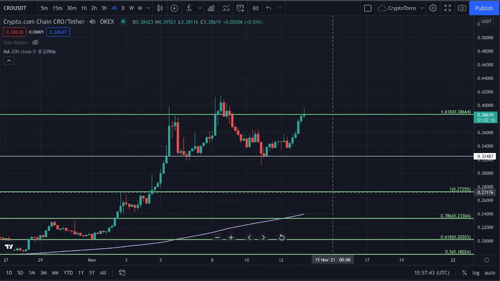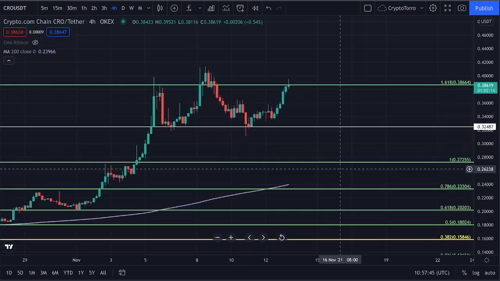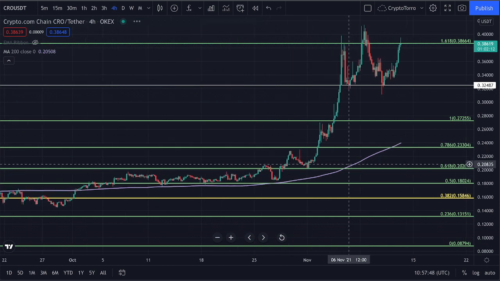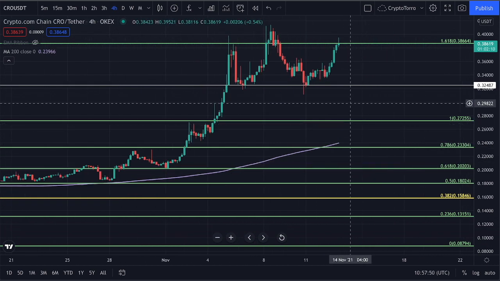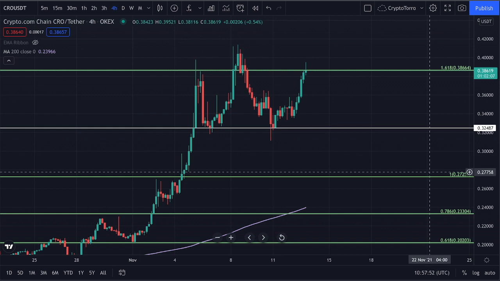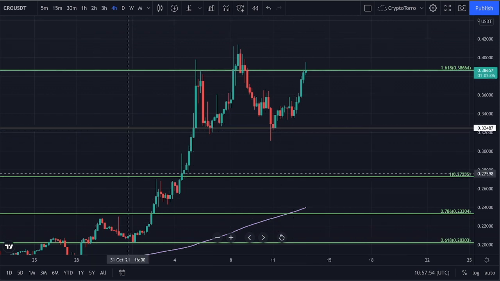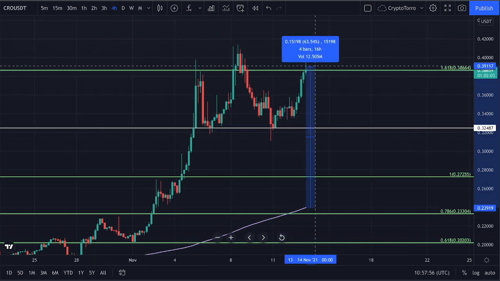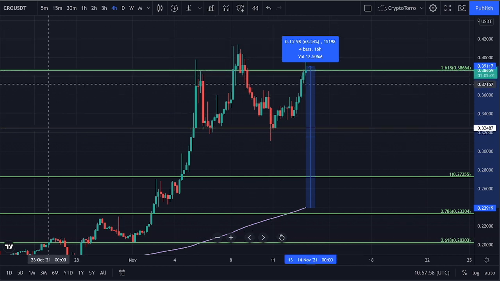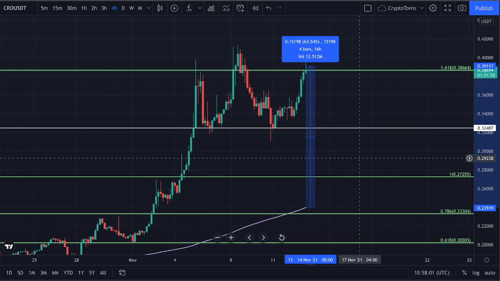You can clearly see that we are a little bit overextended compared to the 200-day moving average, but it does look quite good to me. So that is absolutely important. If I take a quick measurement tool, we are only 63% overextended compared to the 200-day moving average on the 4-hourly time frame.